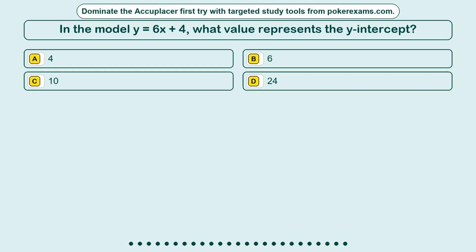Question 11. In the model y equals 6x plus 4, what value represents the y-intercept? Option A, 4. Option B, 6. Option C, 10. Option D, 24.